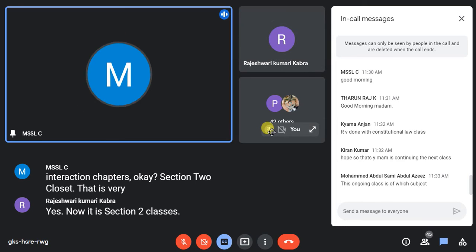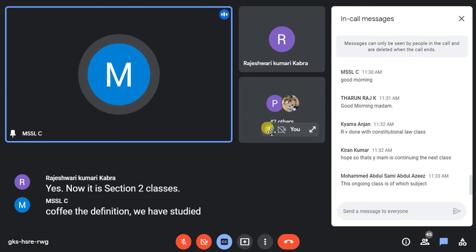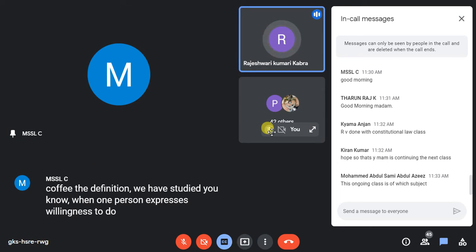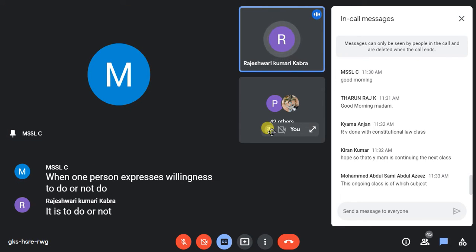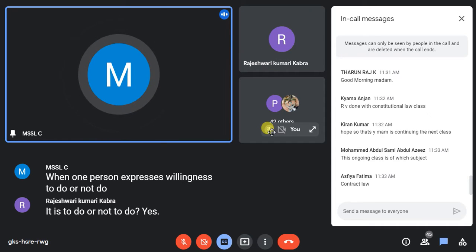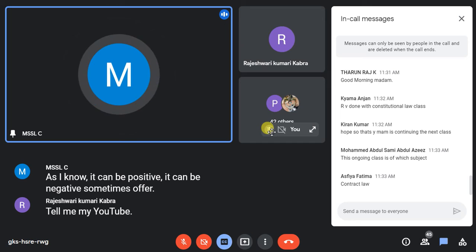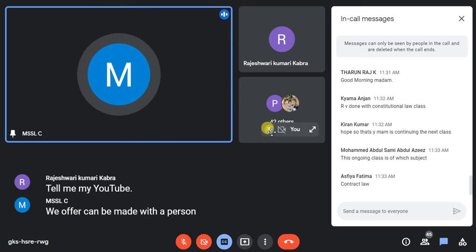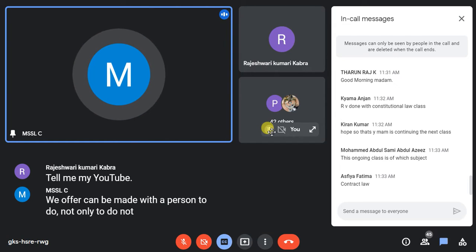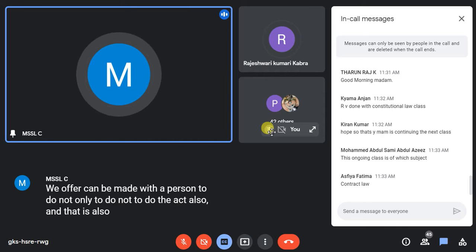The definition we have studied: when one person expresses willingness to do or not to do. As I told you, it can be positive or it can be negative. An offer can be made by a person not only to do, but also not to do an act, and that is also considered an offer.